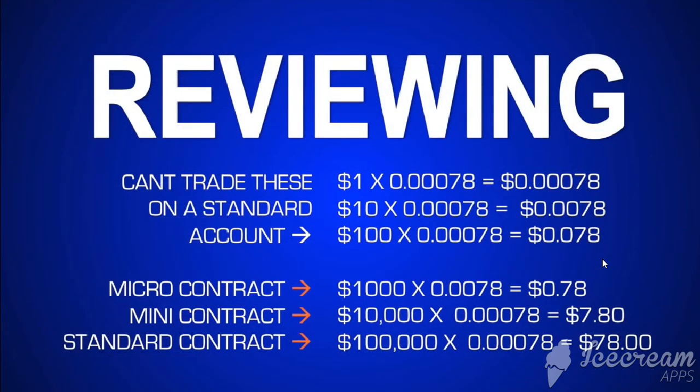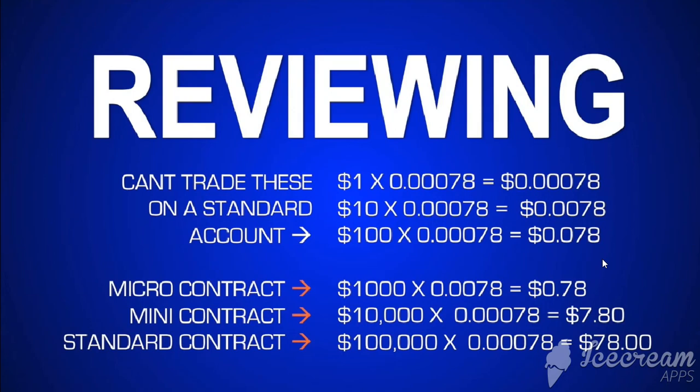So now that we know what types of contracts are which, let's go back to our scenario where you made 7 pips out of the market, okay? When you look here, remember, on a standard account, you cannot trade anything less than $1,000. Why? Because you're going to be making pennies. And then after that, you're not going to be making really anything. So that's why there's only these standard contracts such as micro, mini, and standard. And remember, on a micro contract, you can make 10 cents per pip. So in this situation, it makes sense that you made 78 cents.